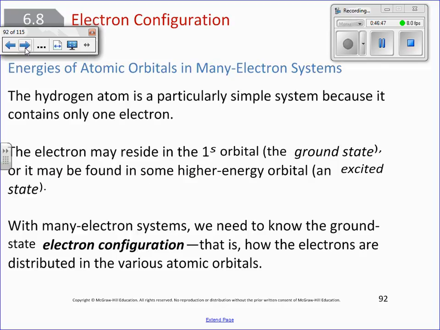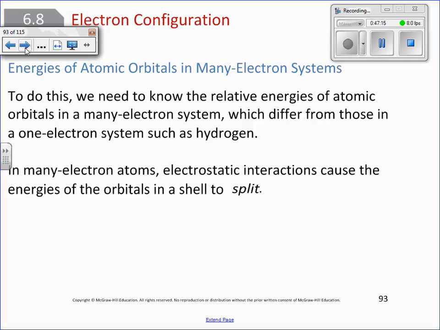With atoms with many electrons, we need to know their electron configuration, how the electrons are distributed in the various orbitals. And there's a set of rules. I hesitate to say it's very simple. We talked about the electrostatic interactions, shielding, and different things. It causes those orbitals to split. I said that 2s is equal to the 2p, but actually, when they split, the 2p is higher energy than the 2s.